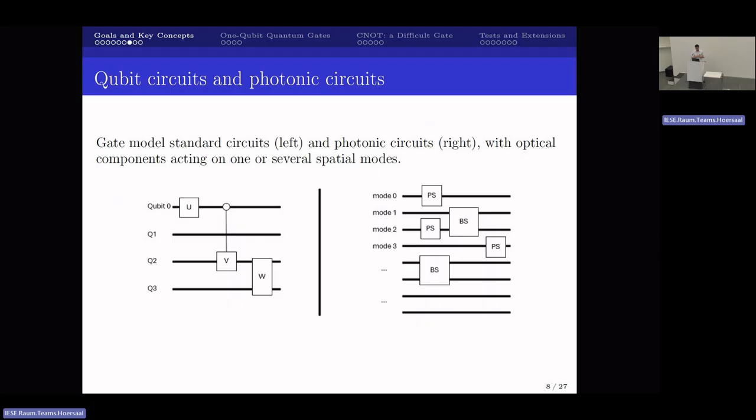Qubit circuits, well, you're mostly used to qubit circuits, and I will not present the usual qubit gates. While on photonic circuits, you have different modes, spatial modes in this case, and you apply phase shifters and beam splitters onto this circuit.